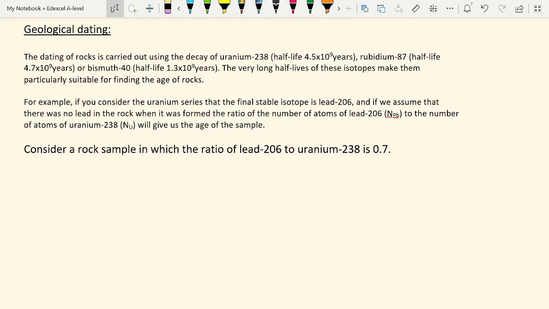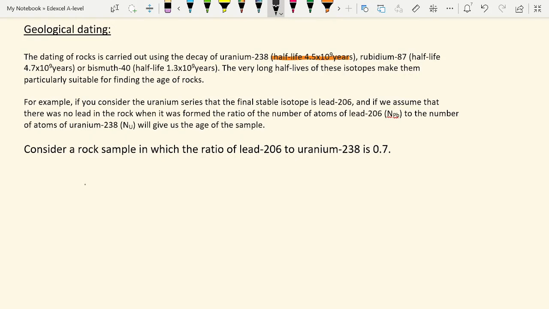So let's have a look at an example from the dating of rocks, geological dating. And oftentimes it's done using the decay of uranium-238 because it has a very long half-life, as you can see here. And it goes through a decay series ending up as lead. So if we assume that there was no lead in the rock when it was formed, and that all the atoms were uranium, then the ratio of the number of atoms of lead to the number of atoms of uranium could give us the age of the sample. Now, how does that work?